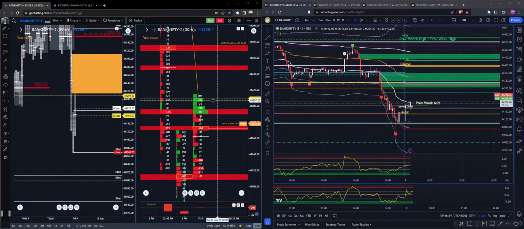So I'm looking for a continuation to the upside. Failure to do that will give me a better trade plan. It has broken 44,100 in spot, and now I'm looking for continuation to the upside. If I look at the volumes, the buyer volume is higher in the futures for BankNifty compared to sellers. So more buying activity is happening now.